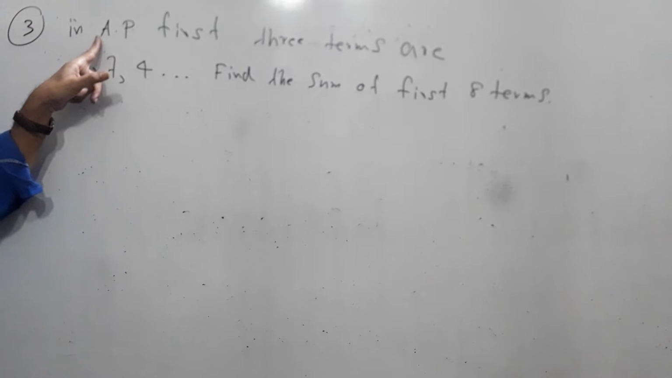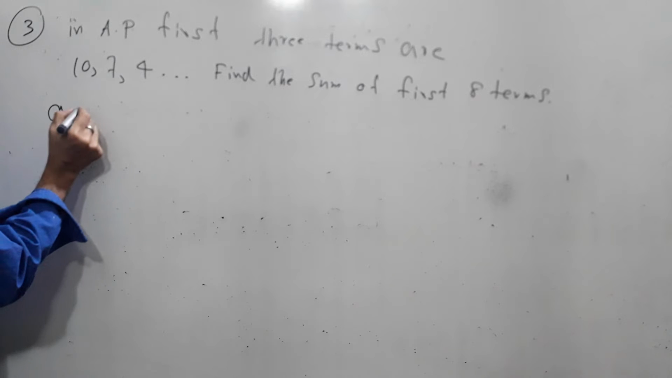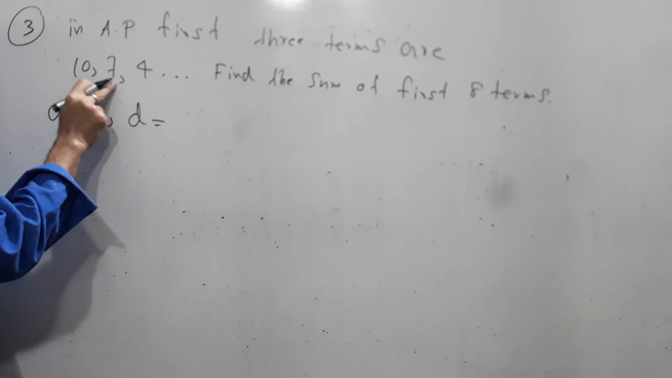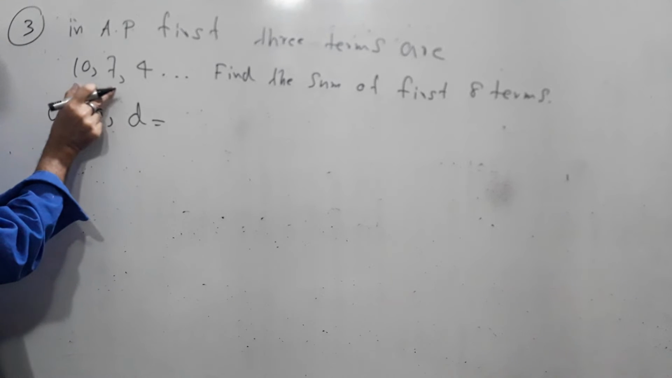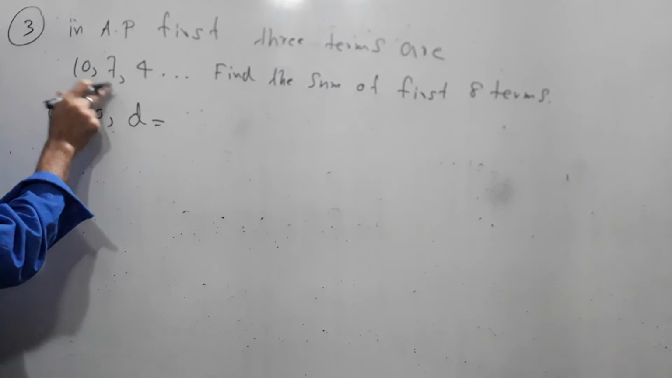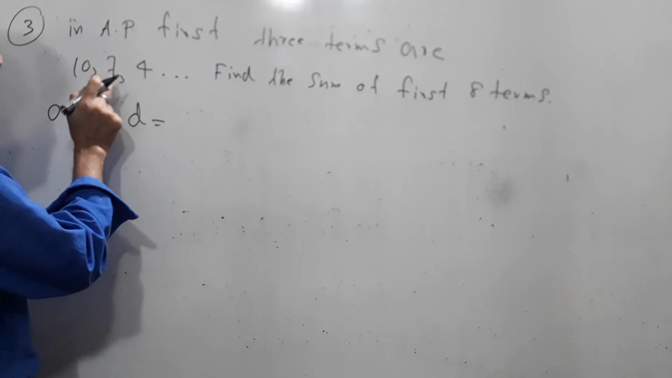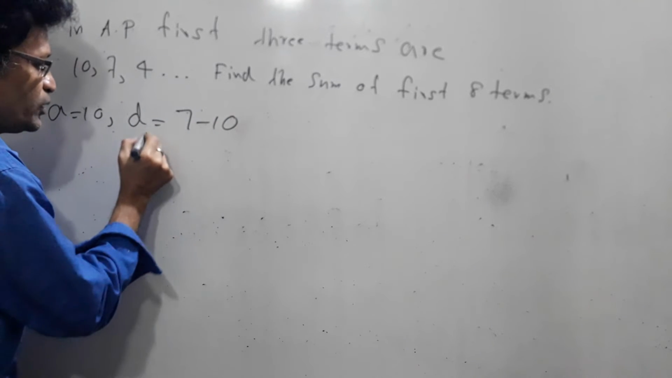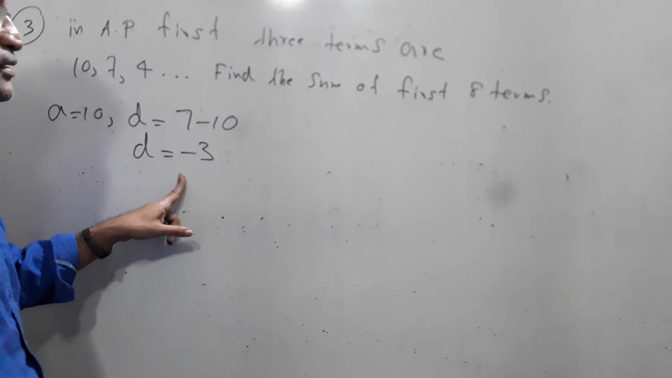In an AP, AP means arithmetic progression. So a equals 10. What is d? Second term minus first term. Remember that: if you take the first two consecutive terms, the right-hand number minus the left-hand number. 7 minus 10, or you can take 4 minus 7. So the common difference d equals 7 minus 10, which is minus 3.